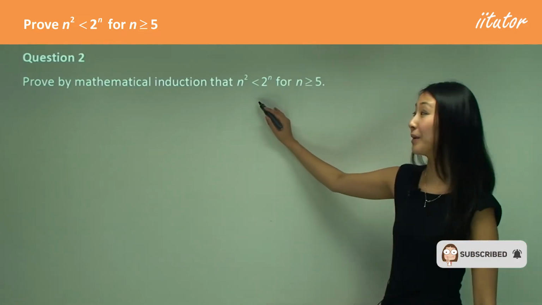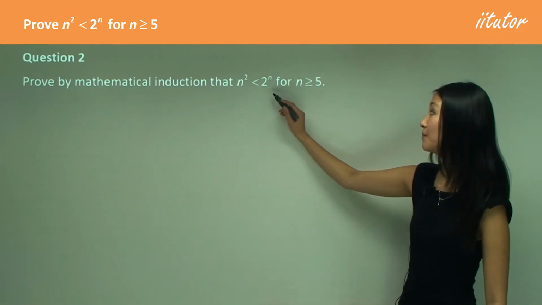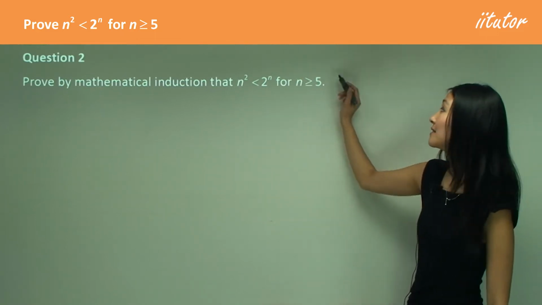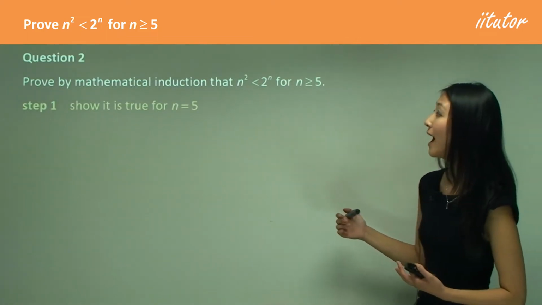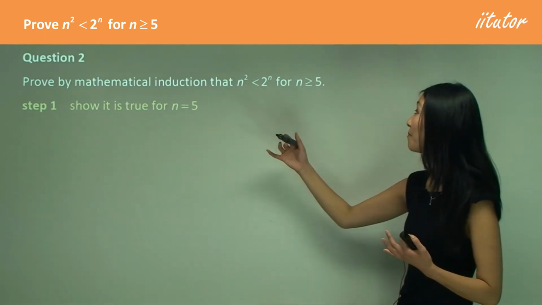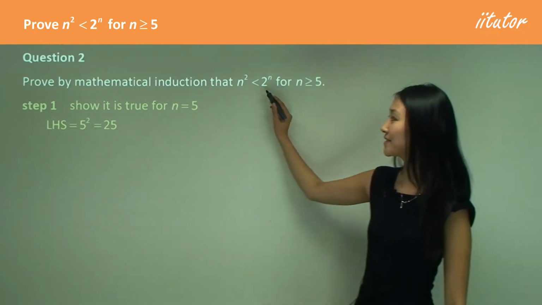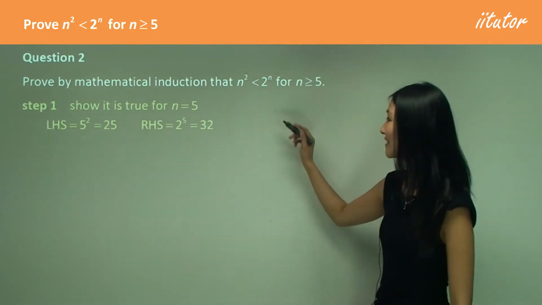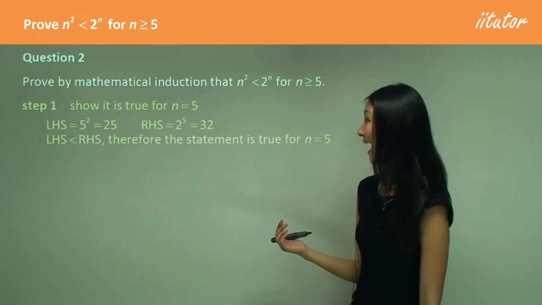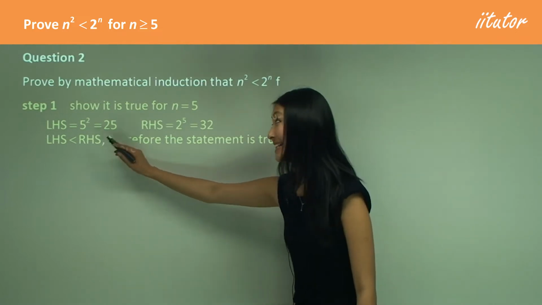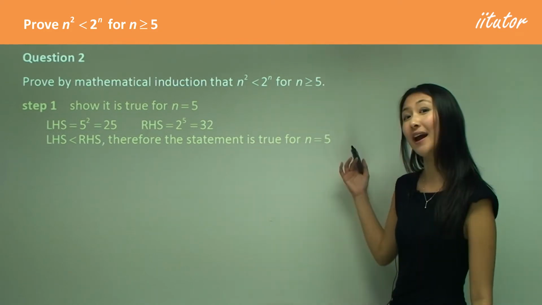So question 2, we want to prove by mathematical induction that n squared is less than 2 to the power of n, for n is greater than or equal to 5. Starting off with step 1, we want to show that it's true for n equals 5. Remember, we just take the smallest value. Left-hand side, 5 squared is 25. Right-hand side, 2 to the power of 5 is 32. So we can definitely conclude that yes, the left-hand side is less than the right-hand side. Therefore, this statement is true for n equals 5.